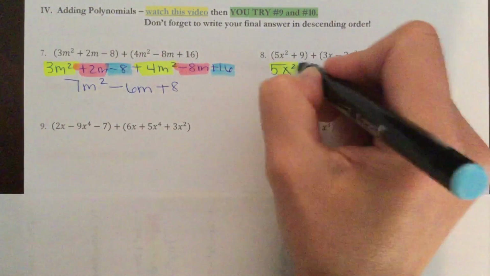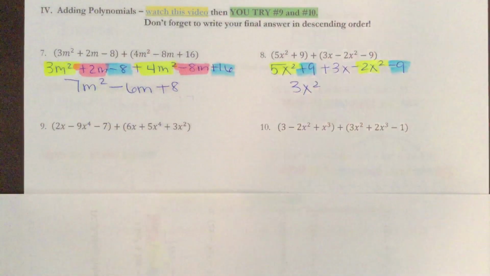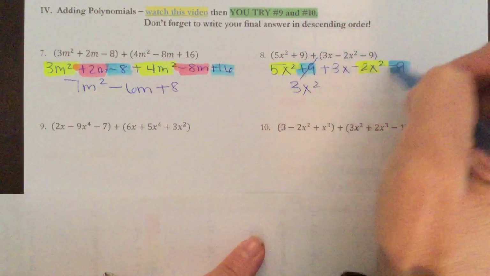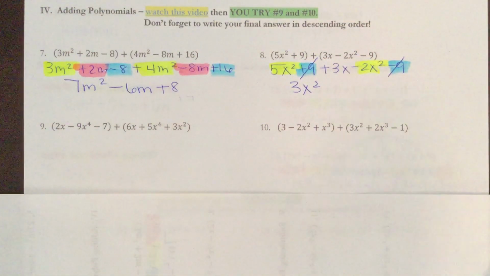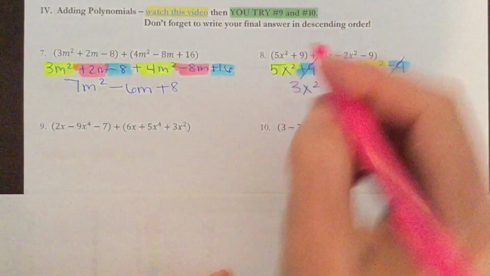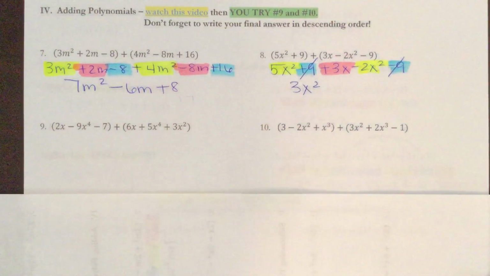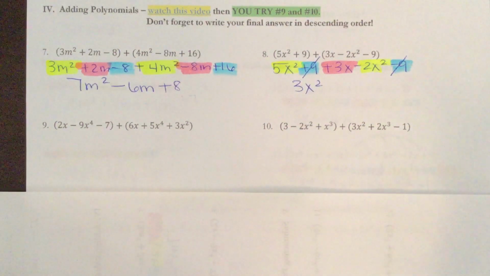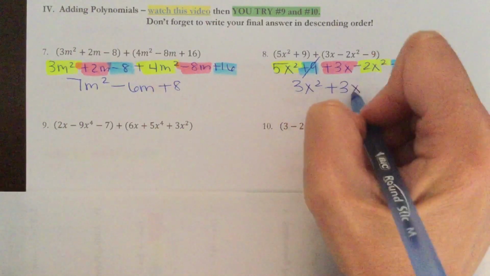Continuing from left to right, positive 9 is like terms with negative 9. Positive 9, take away 9, makes 0. So those actually cancel out. And the only term that is left is 3x. There are no terms to combine with that 3x, so we simply write it down.